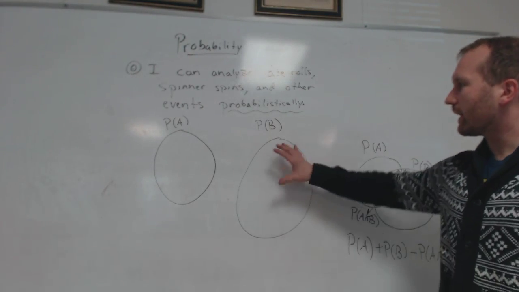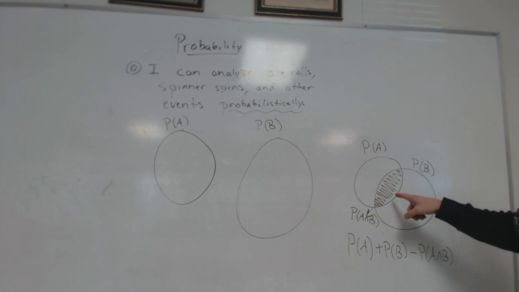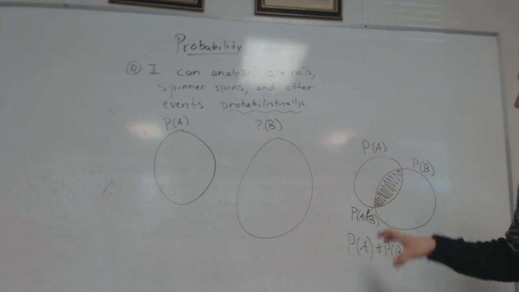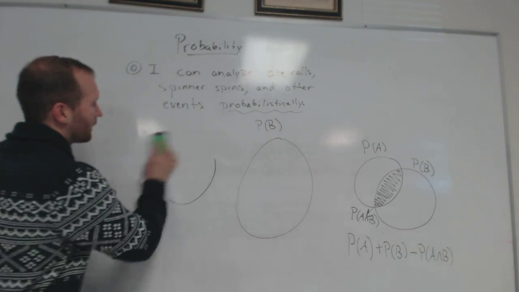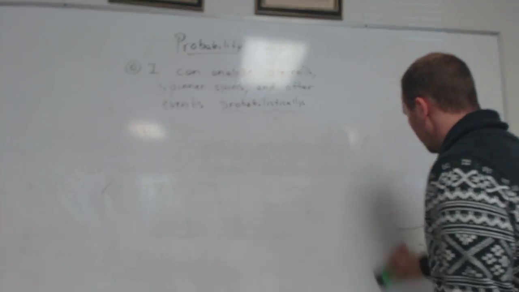So sometimes drawing out the areas will help you see if an event is mutually exclusive, which helps you see, do I need to subtract this middle area or not? We have to subtract the chances of it. All right, that is all. Do you guys have questions about any of that stuff?